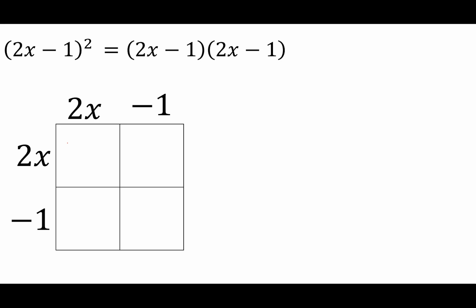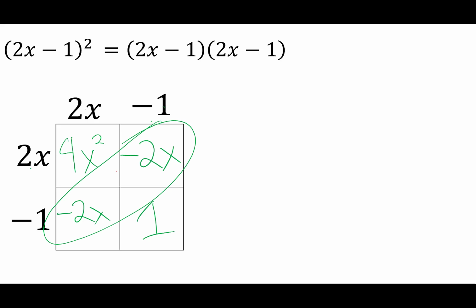2x times 2x gives me 4x squared. 2x times negative 1 is a negative 2x. 2x times negative 1, again we have that negative 2x. And negative 1 times negative 1 is a positive 1. Add along my diagonal, I get 4x squared plus, well, negative 2x plus negative 2x is a negative 4x plus 1.